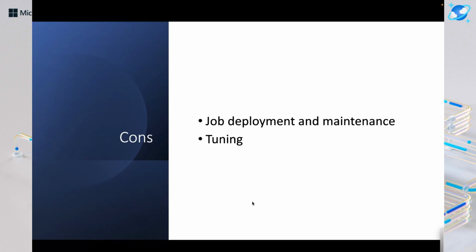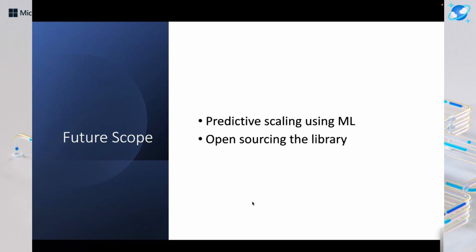Now that we've looked at all the solutions, what is the future scope for the custom autoscaler that we have built? One is that we are operating so far in a reactive way. So if some throttling happens, based on that we will increase the RUs, or if the usage is less, we'll decrease the RUs. We are also doing it preemptively only in cases where, let's say, some bad job is running.